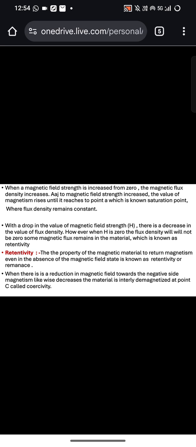When there is a reduction in the magnetic field towards the negative side, magnetism likewise decreases. The material is entirely demagnetized at point C, called coercivity.